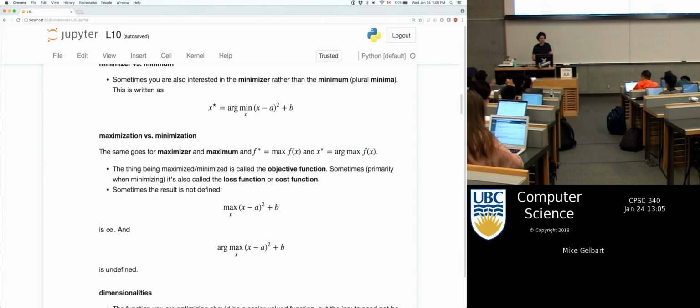The function itself also has a name. Probably the most common name is the objective function. So objective function means the thing that we are optimizing. And usually we minimize stuff, especially in this course. In that case, you might also call it a loss function or a cost function, because it's sort of a measure of badness. And you want to make that badness as small as possible.